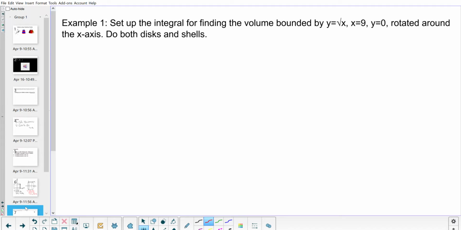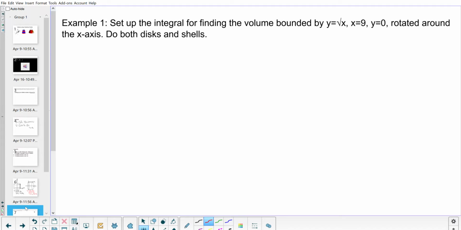So I want to find the volume bounded by the square root of x, x equals 9, y equals 0. Rotate it around the x-axis both times. So that's going to create the same region. Okay, so it doesn't matter whether you use discs or shells. You should get the same answer. It's just going to look a lot different.